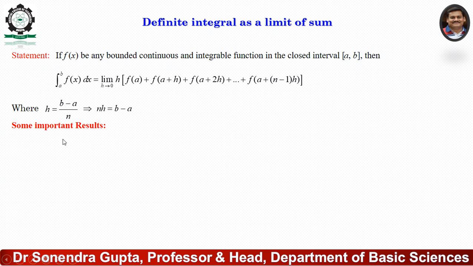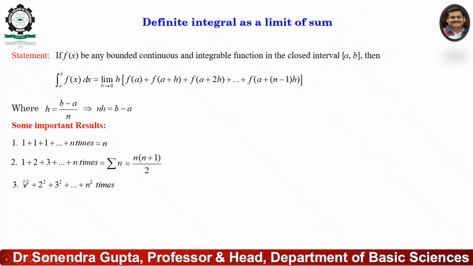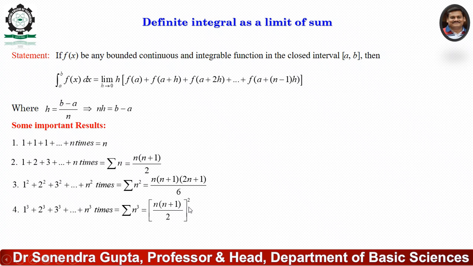Now we have some important results. First, 1 plus 1 up to n times, so we can say summation of 1 equals n. Second, 1 plus 2 plus 3 up to n, summation of n, equals n times n plus 1 upon 2. Third, 1 square plus 2 square plus 3 square up to n square, summation of n square, equals n times n plus 1 times 2n plus 1 upon 6. Fourth, 1 cube plus 2 cube plus 3 cube up to n cube, summation of n cube, equals (n times n plus 1 upon 2) whole square.